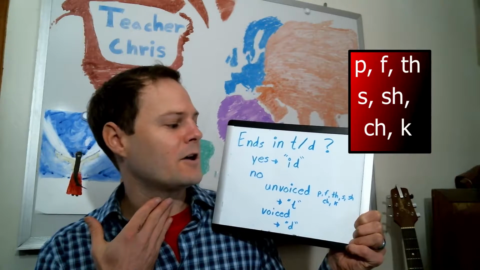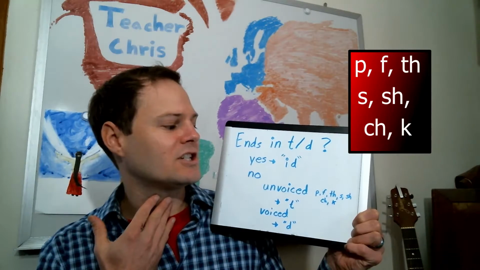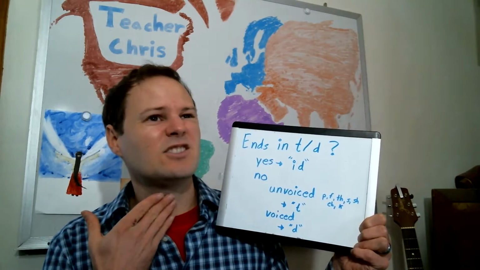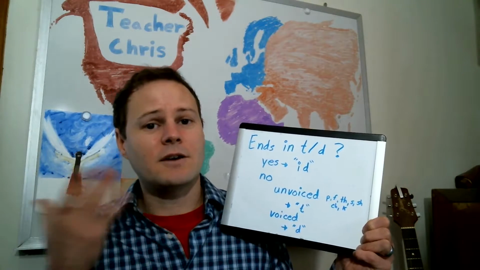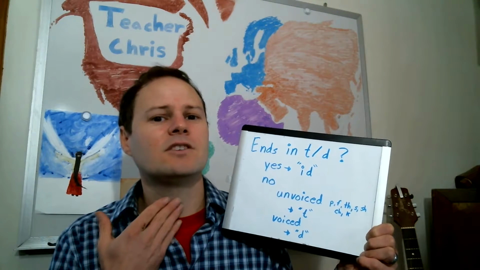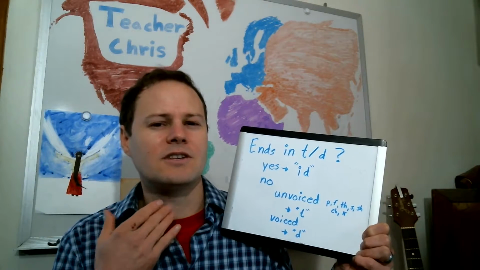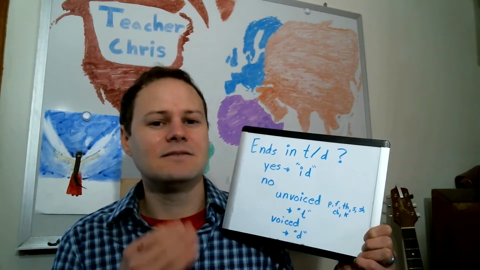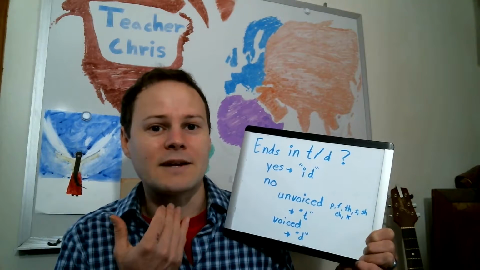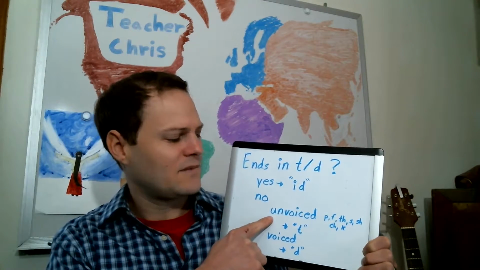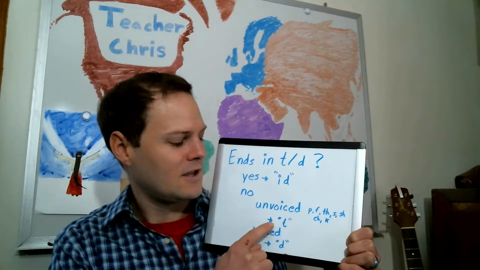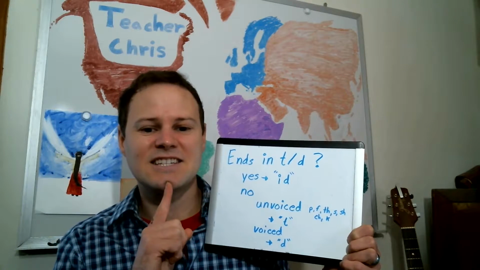P, f, th, s, sh, ch, k. Right? So when you're doing those sounds, your throat's not moving. Conversely, if you're doing a b, v, d, you can kind of feel that in your throat. It's buzzing just a little bit like zzz, right? You can't make those sounds without involving your vocal cords. So, anyway, if it's unvoiced, like in the p, f, th, s, sh, ch, k, all you have to do is add a t sound.